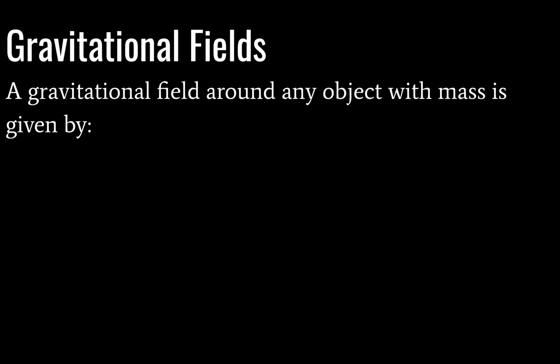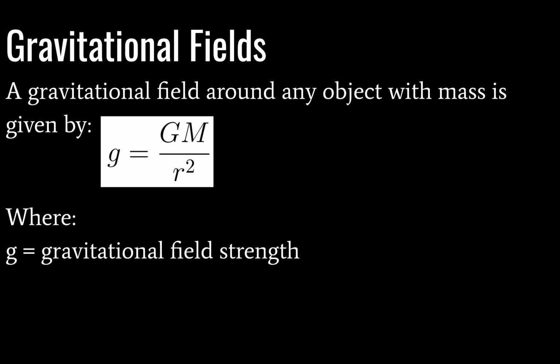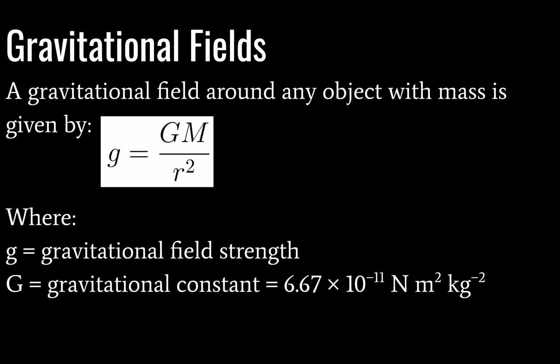Okay, so let's talk about gravitational fields. A gravitational field around any object with mass will be given by this formula, where g is equal to big G times big M divided by r squared. And of course, all of this is meaningless if we do not define our variables. So it's very important that you are able to do that in your data booklet or elsewhere. So first we have small g, being gravitational field strength. The big G is our gravitational constant, and you can find this in your data booklet on the first page at any time, okay?